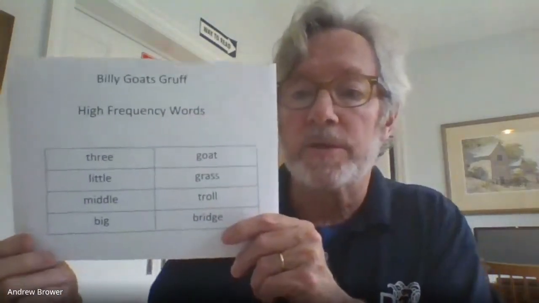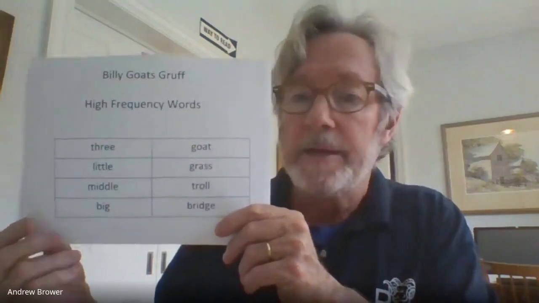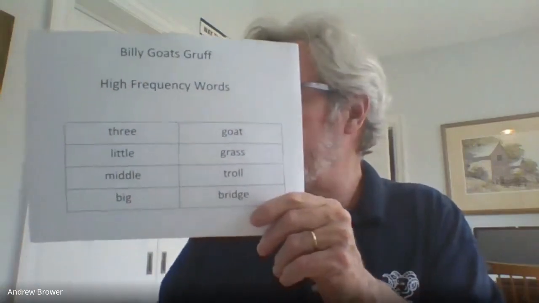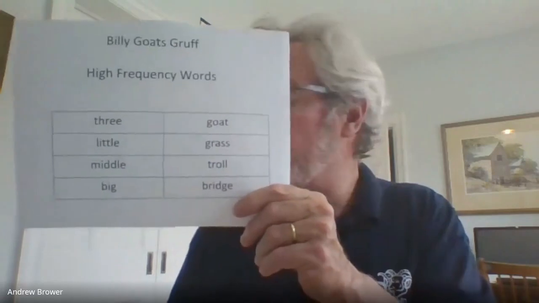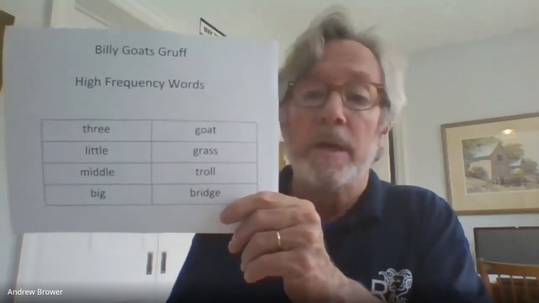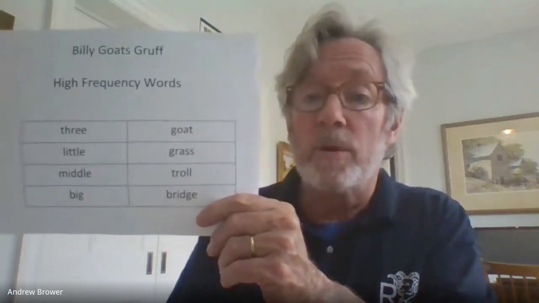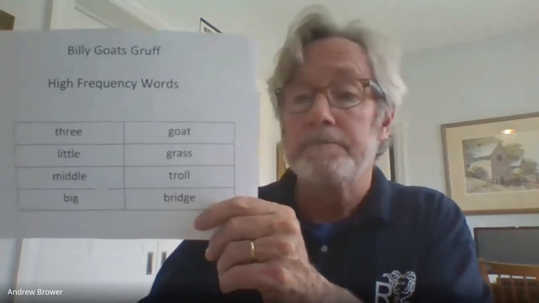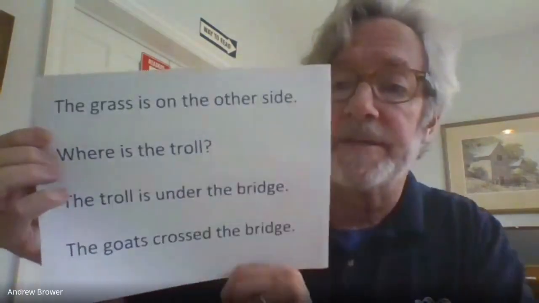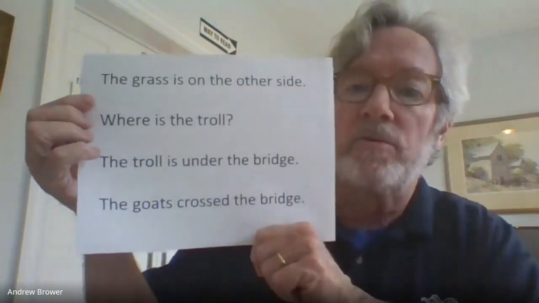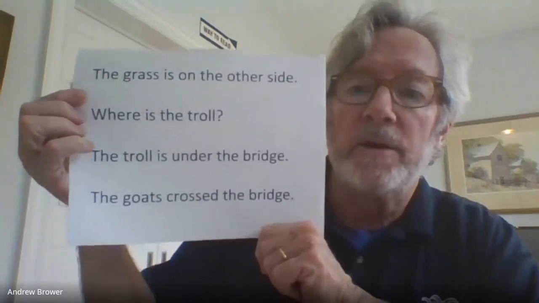Okay. Now, one thing I want to talk about is, we talked about our sight words before, high frequency words, okay? Words that we see a lot in the story. So we're going to write some sentences together. We're going to ask some questions about the story, and we're going to write some sentences together that have some of the sight words in them, okay? So let's start with the first sentence. The first sentence says, the grass is on the other side.